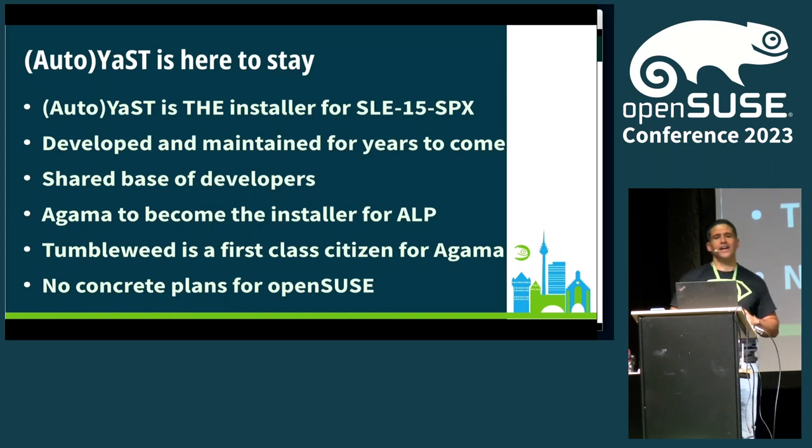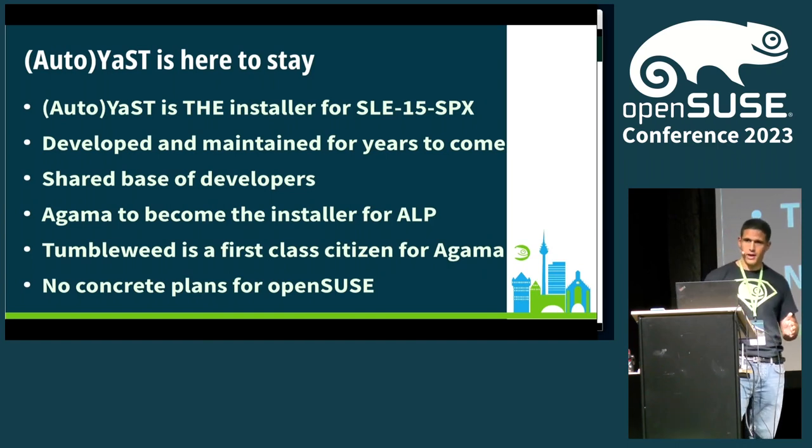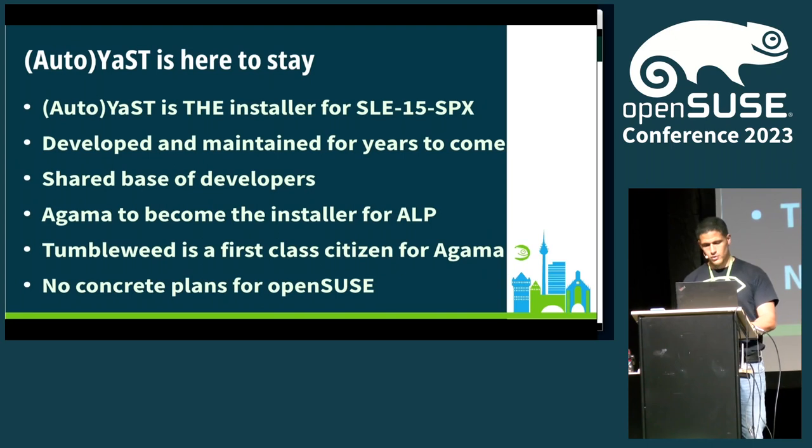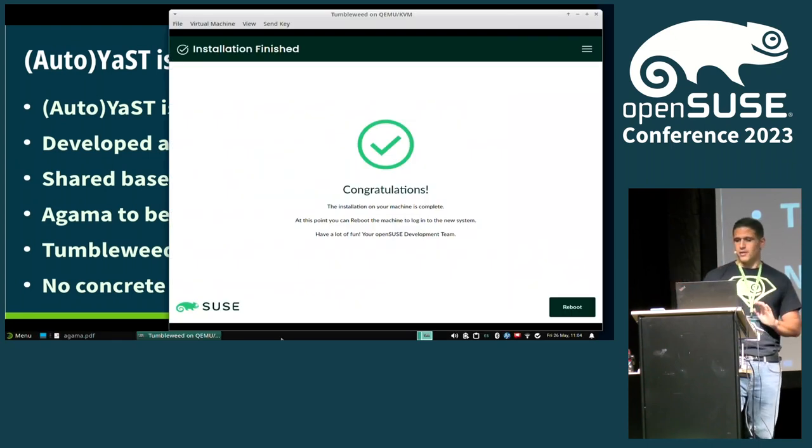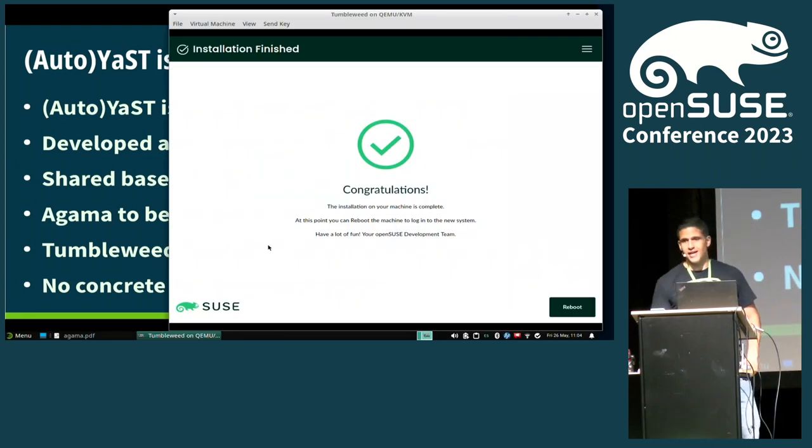which I hope has happened already here, looks like. So we, as Agama developers, as SUSE, whatever, have no concrete plans about what openSUSE should do for Tumbleweed or for the next version of Leap. We will maintain YaST alive, because we have to, and we will keep working on Agama because we want to. And then it's up to you to decide what to do. So let's prove that this thing can actually install Tumbleweed by rebooting.